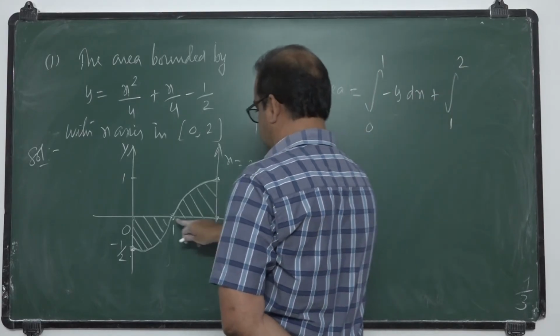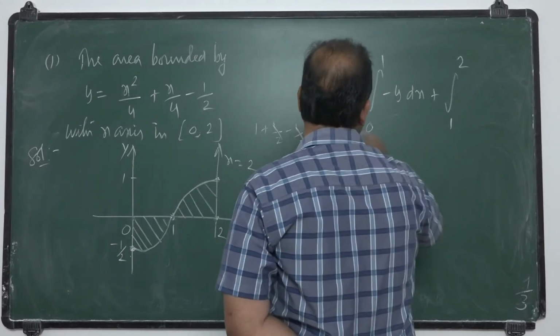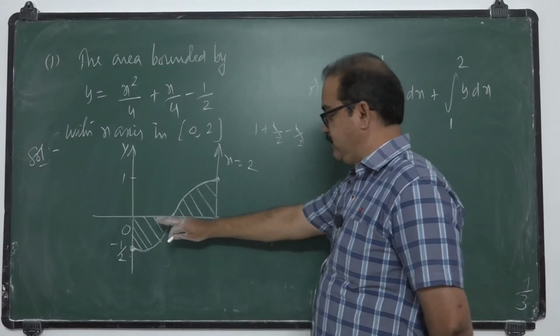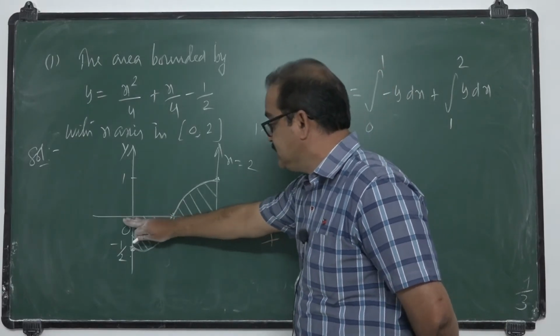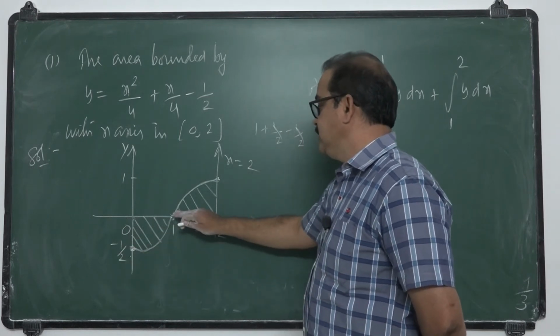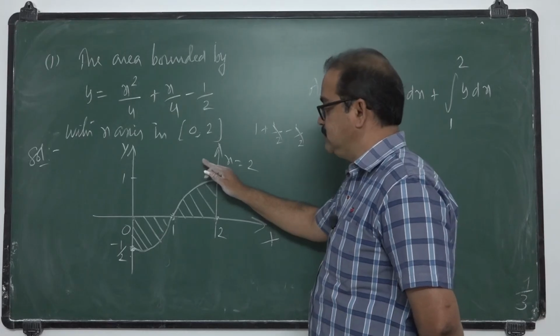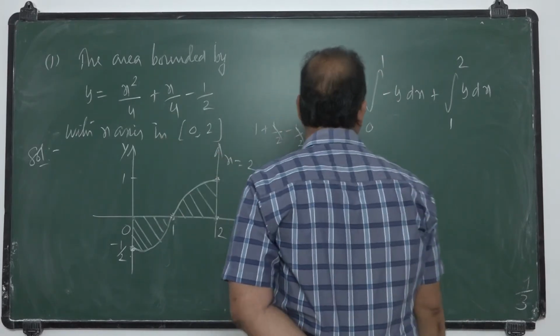From 1 to 2, this curve is above the x-axis, so we take y into dx. Always if the curve is below the x-axis, we take it as negative because it is the negative side of the y-axis. If the curve is above the x-axis, we take it as positive. Why? It is the positive side of the y-axis.